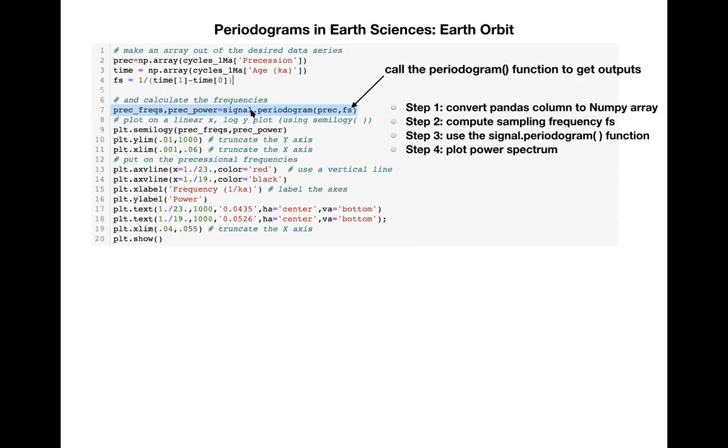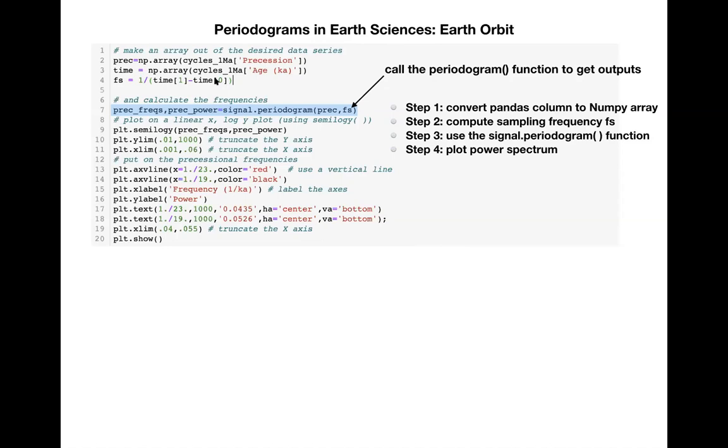So if all the inputs are NumPy arrays, it makes it easier, right? So I got the time, which is basically the first column, the column age, Ka. So the units are Ka. Now first calculate the sampling frequency, which is 1 divided by time 1 minus time 0. Why can I do that? Because it's all equally spaced. You can double check that.